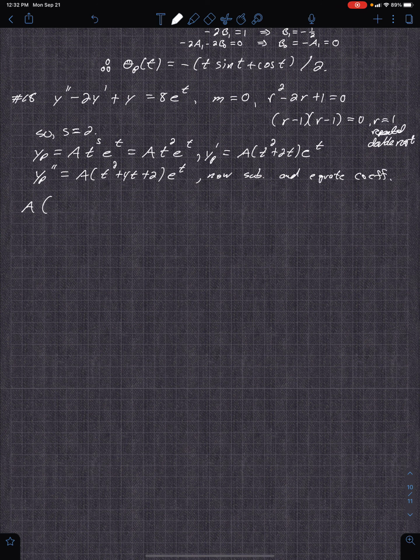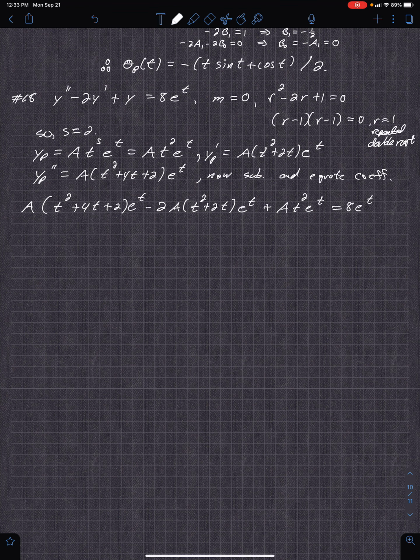So you get a t squared plus 4t plus 2 e to the t, minus 2a t squared plus 2t e to the t, right? I'm substituting directly into the function right here, and then I'm going to set it equal to 8e to the t. So where did I leave off? Now I'm on the y. So plus y, which was just a t squared e to the t. And that is all equal to 8e to the t.